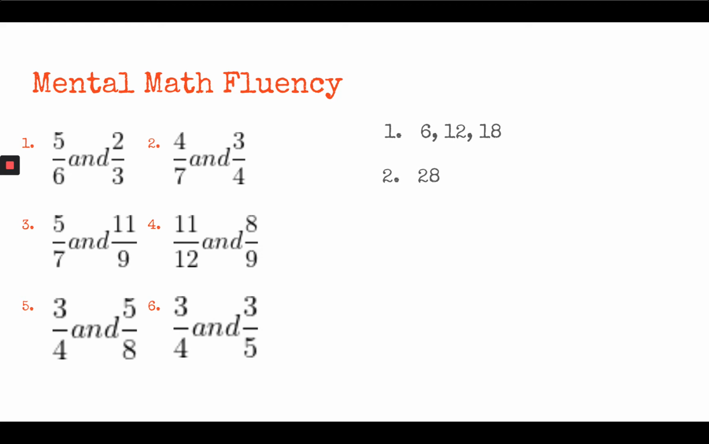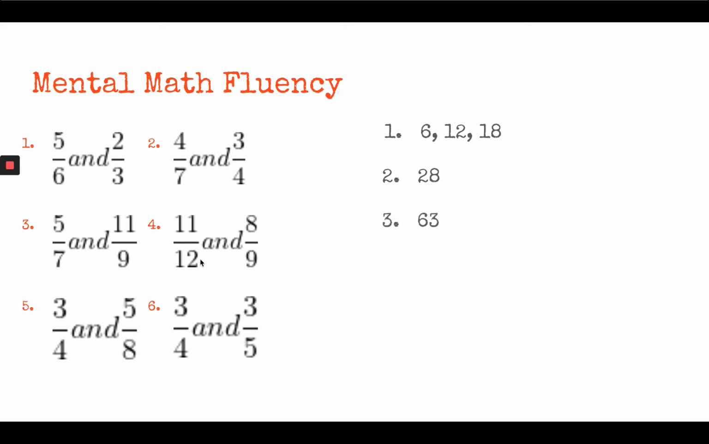Let's look at number 3. Oh, I didn't mean to do that. You probably already saw that. All right, I've got 5/7 and 11/9. Oh boy. Okay, don't worry about that being an improper fraction because we're not solving anything right now. We're just finding a common denominator. And I'm going to say, well, 7 can't go into 9 and 9 can't go into 7. So let's just multiply those together and we get 63. Our common denominator is 63.